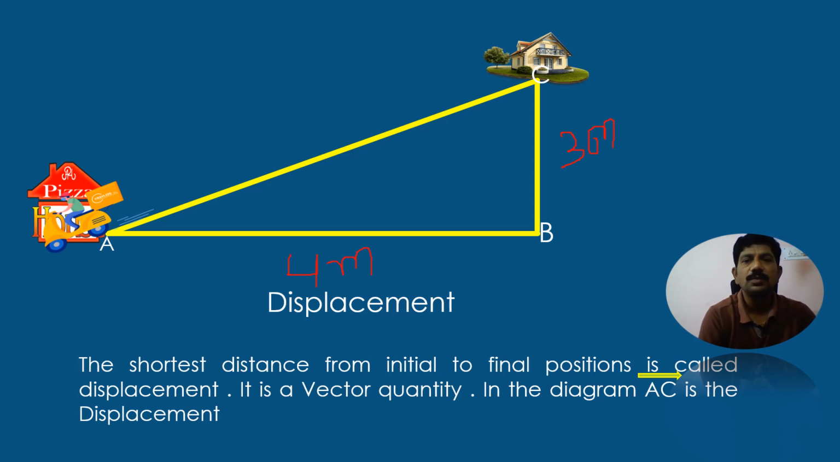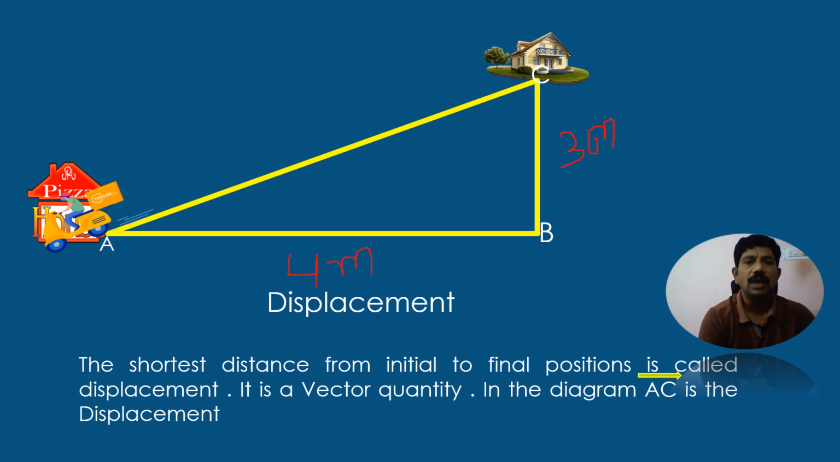Now, what is the total distance traveled by this pizza boy? 4 meters plus 3 meters. Altogether, how much? 7 meters. Now, what is the displacement of the pizza boy? The displacement is along this direction. This is the shortest distance from initial to final position. A is the initial position and C is the final position where he wants to deliver his pizza.